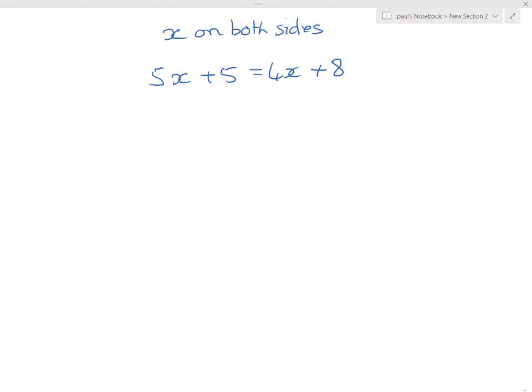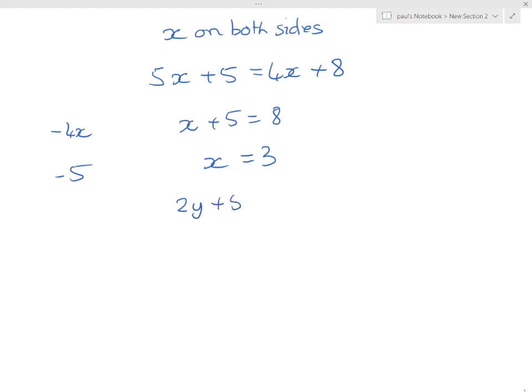Now get rid of the smallest number of x's here because they're both plus. So I'm going to take 4x away from both sides. So that leaves x plus 5 equals 8. Now subtract 5, so it leaves x. 8 minus 5 is 3.